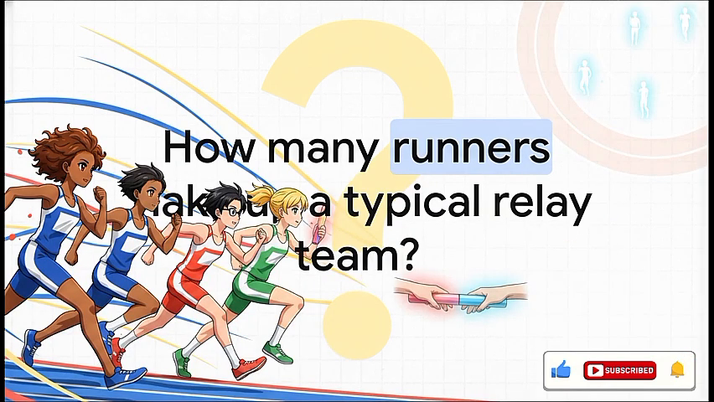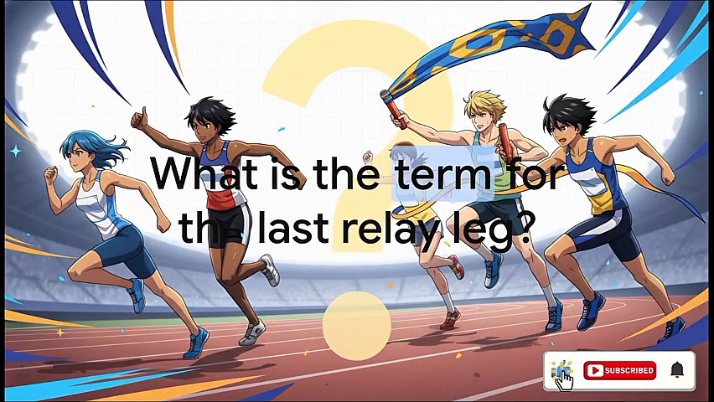All right, question number 2. We talked a lot about the team aspect of track events. When we look at a standard, typical relay race out there on the track, how many runners make up a single team, sharing the baton? Question number 3. We noted earlier that a relay race is broken down into sections called legs. That last runner carries a huge amount of responsibility. What is the specific term we use for that crucial last leg of a relay race?